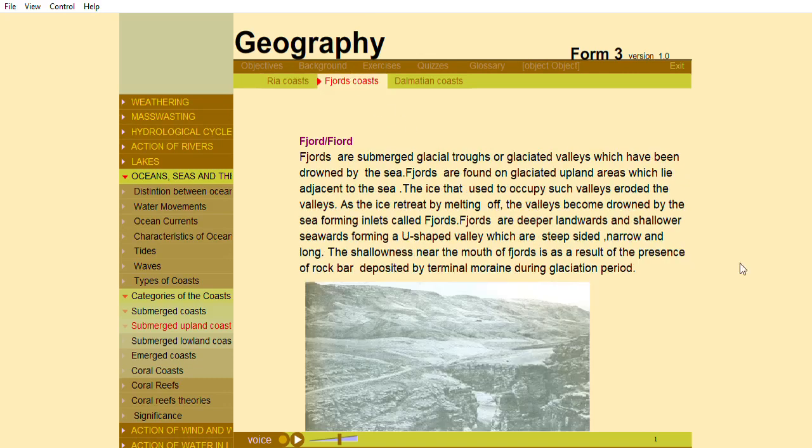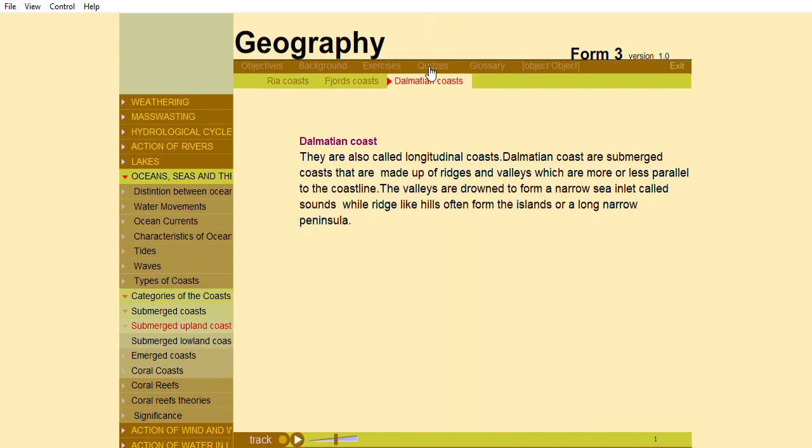Fjords or fiords. Fjords are submerged glacial troughs or glaciated valleys which have been drowned by the sea. Fjords are found on glaciated upland areas which lie adjacent to the sea. The ice that used to occupy such valleys eroded the valleys.